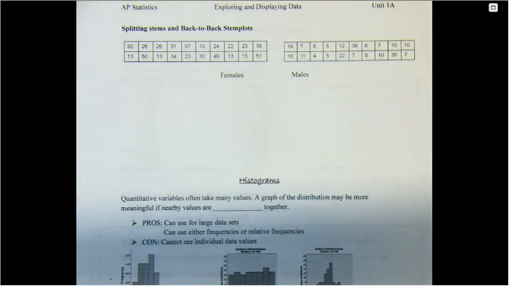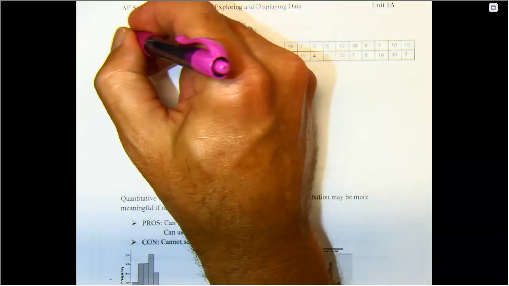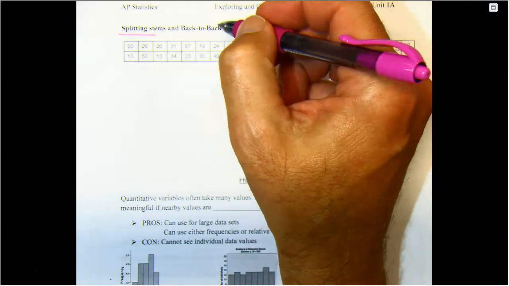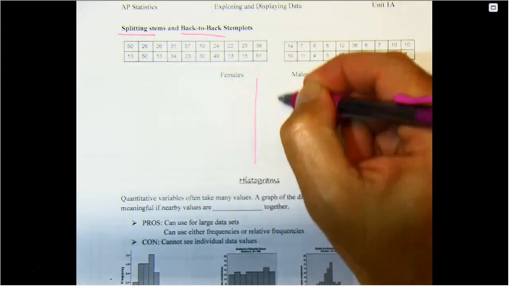Splitting stems, back-to-back stems. So it looks like we have included some males on this. That means we also want to do split stems, which is something different too. There's two things we're going to do here: split stems and make back-to-back stem plots. The back-to-back stem plot means on one side of my graph we're going to have females, and on the right side we're going to have males.